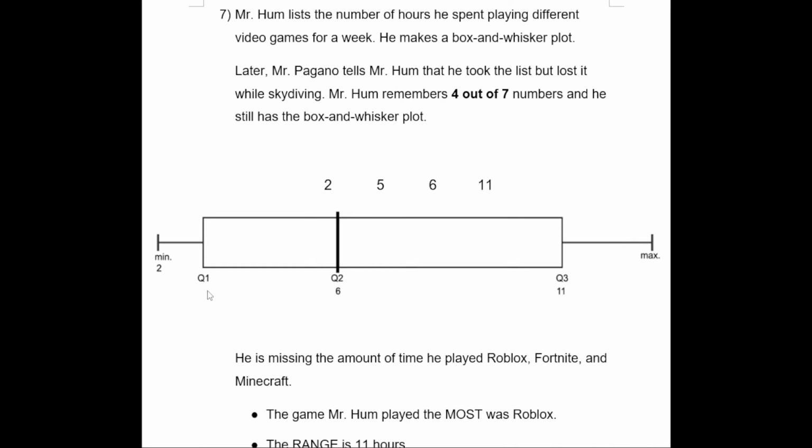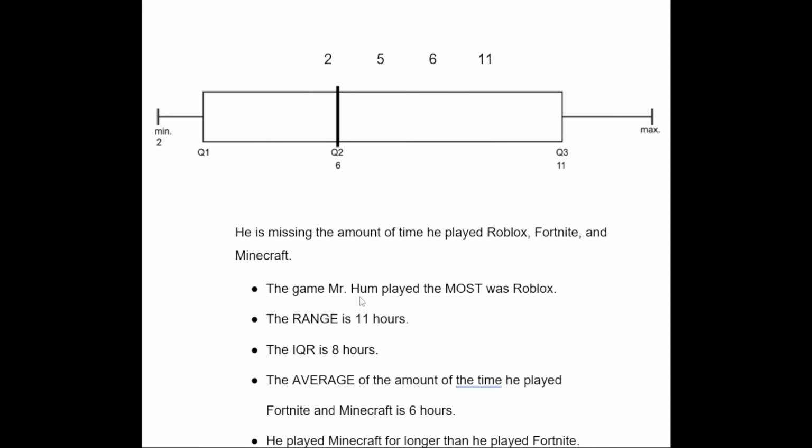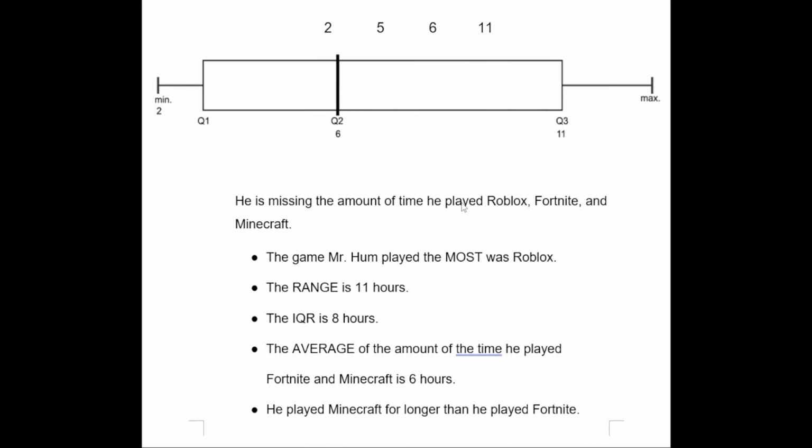Okay, there's obviously some information that's missing here, the max and the Q1. So Mr. Hum is missing the amount of time he played Roblox, Fortnite, and Minecraft. But he also knows all this information as well. The game Mr. Hum played the most was Roblox. The range is 11 hours. The IQR is 8 hours.